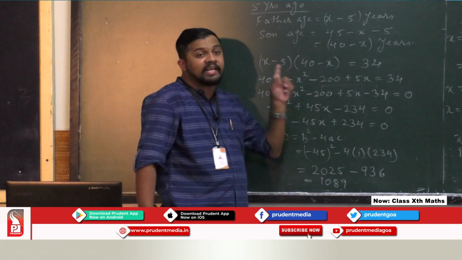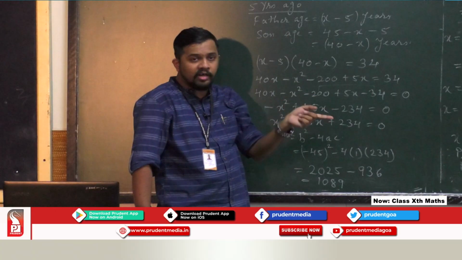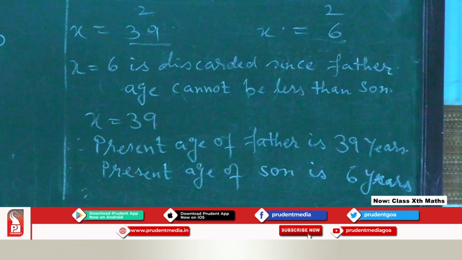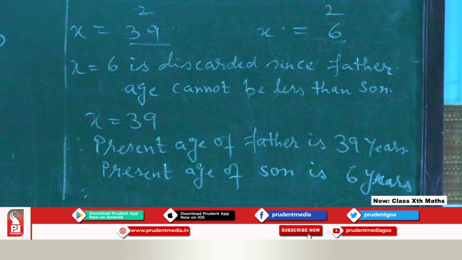I have to see who is x I have taken. If I have taken x as father, because if I have taken x as son, that time I have to be discarding 39. Because if I am taking x as son, but I have x as father, that means 6 I have to discard, because father's age cannot be less than son's. So x equal to 6 is discarded since father's age cannot be less than son's.